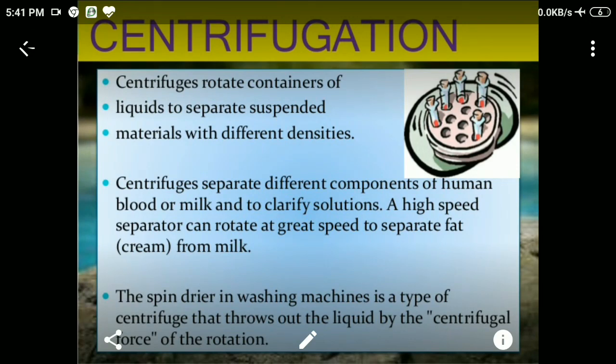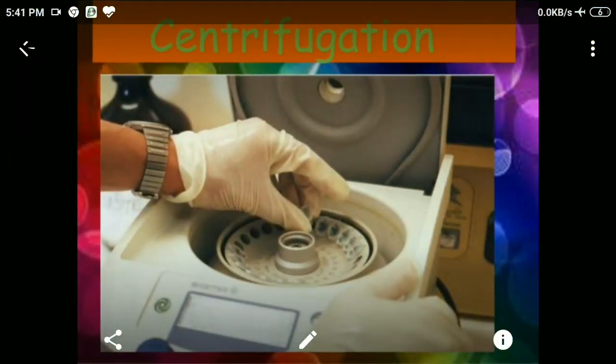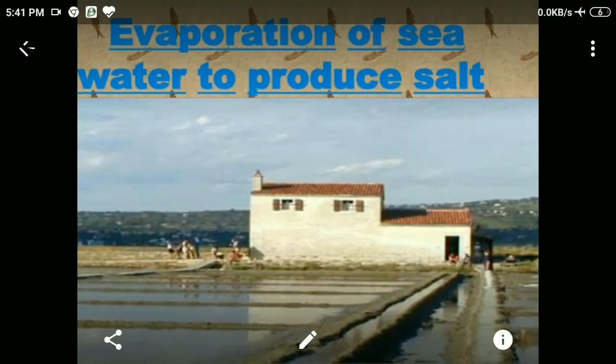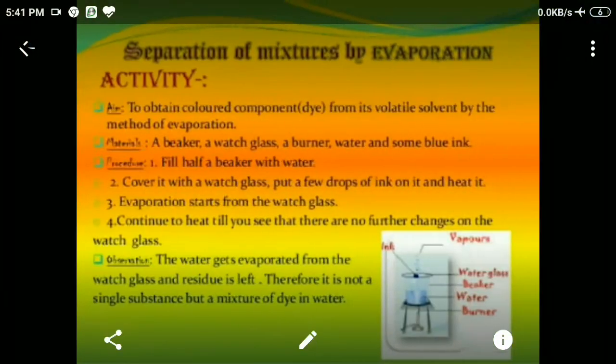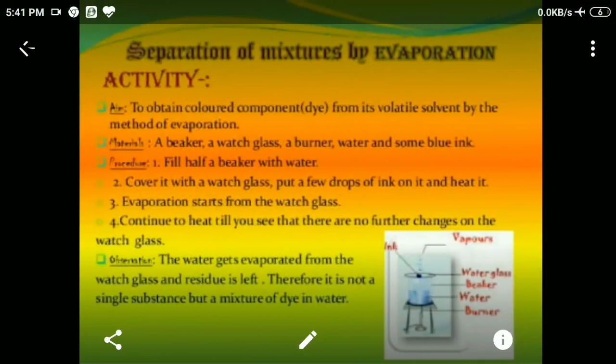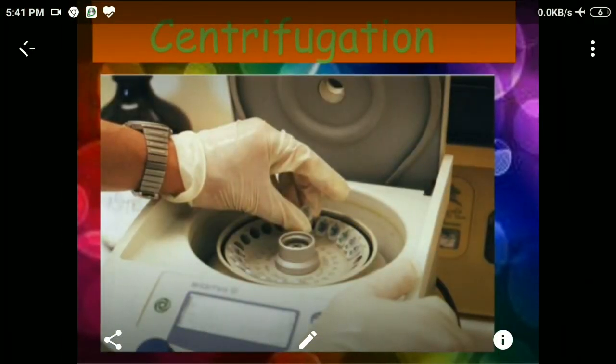I hope that you enjoyed all these AVs, and that you understood about the separation method of evaporation, and after that centrifugation and the Tyndall effect.